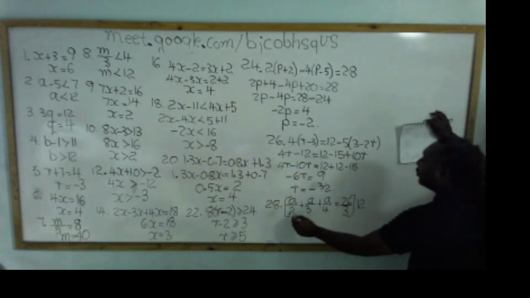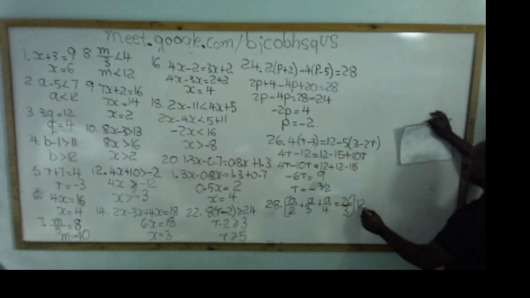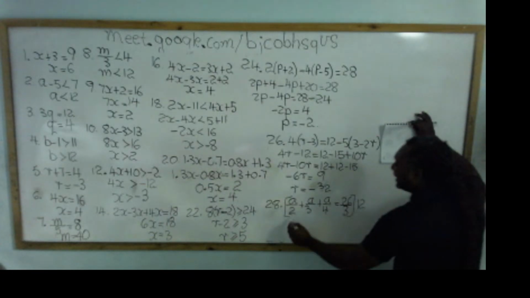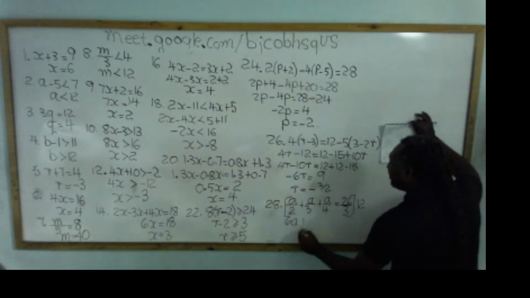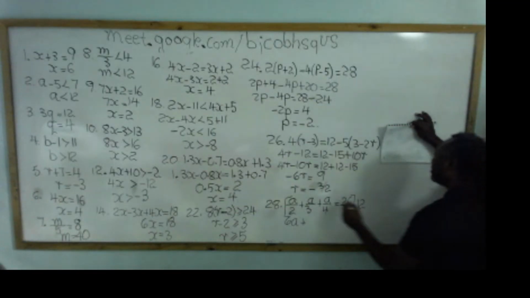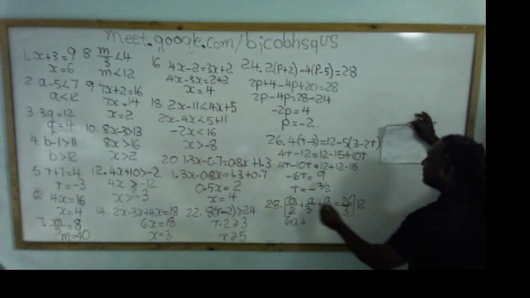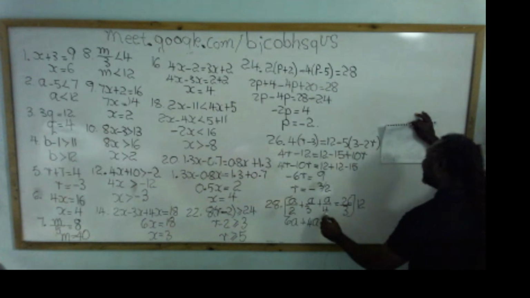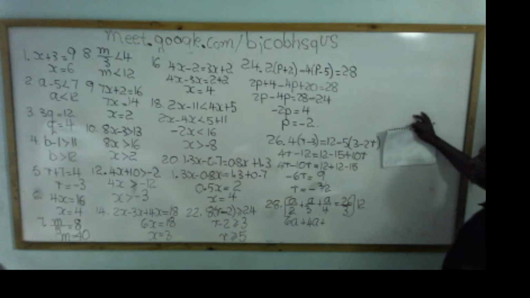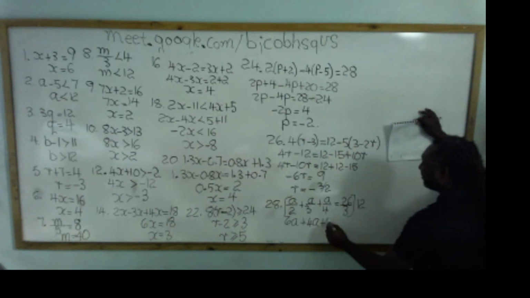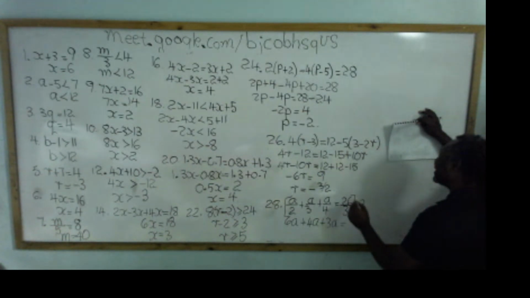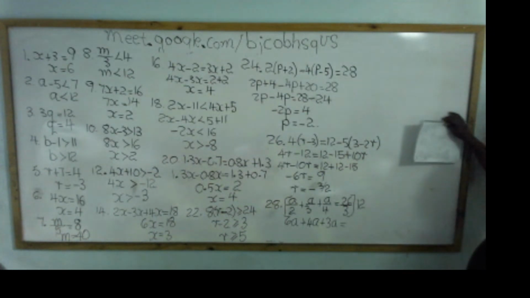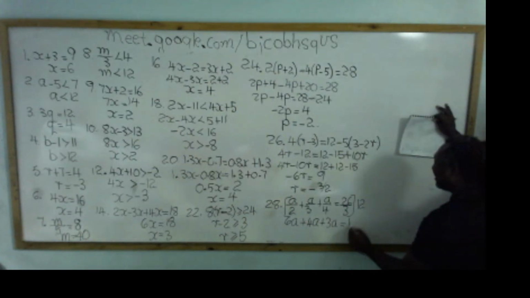So 2 into 12, that is 6. 6 times A is 6A. Plus 3 into 12, that's 4. 4 times A is 4A. 4 into 12, that's 3. 3 times A is 3A. 3 into 12, that's 4. 4 times 26 is 104.